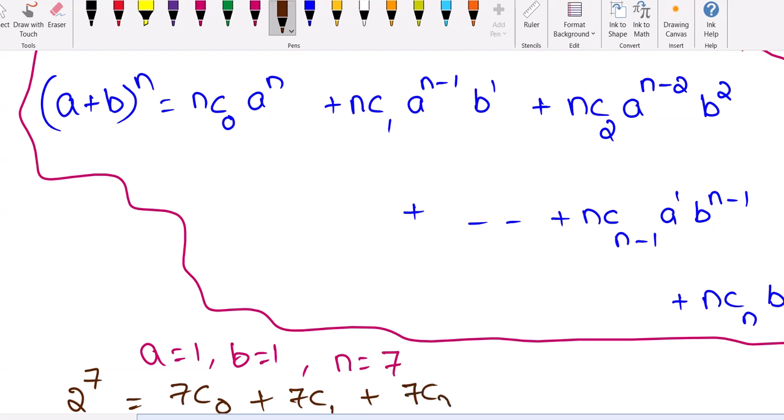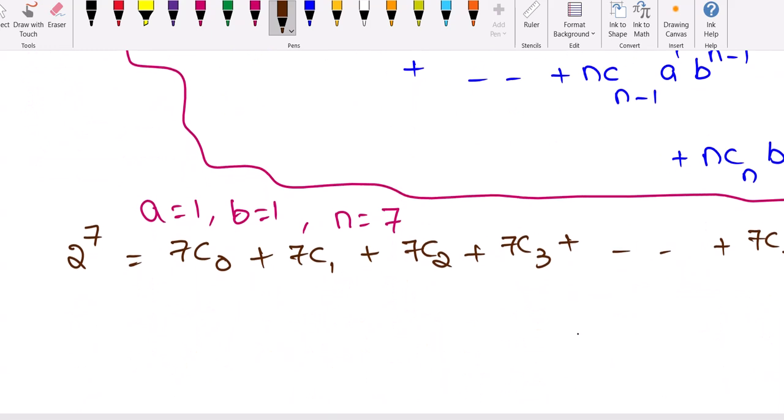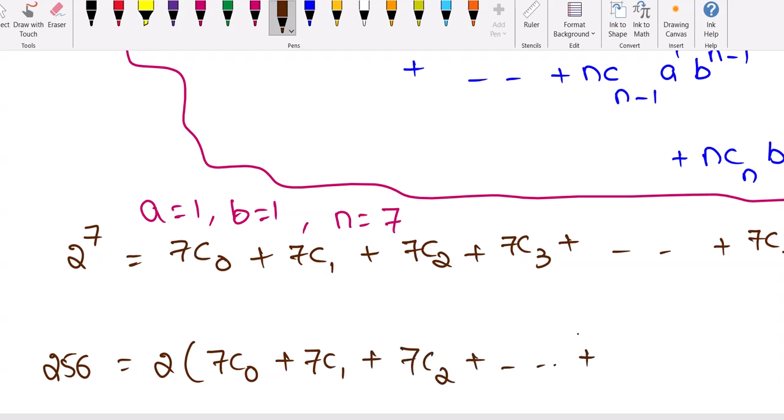Then 7C2, 7C3, 7C4, and so on up to 7C7. 2^7 is 128. Sir, here we are getting 128, but how is it related to our question? You take double of this, since 7C0 and 7C7 are not coming double. If you double the entire left hand side and right hand side, this is 256. The right hand side is 2 times of 7C0 plus 7C1, 7C2, and so on up to 7C7.